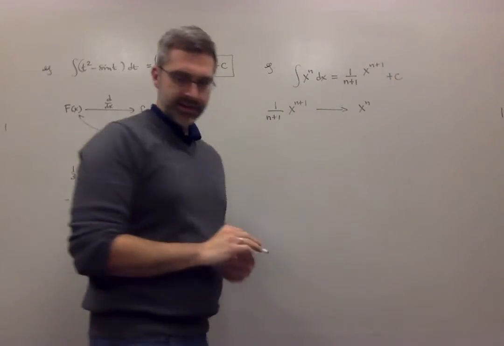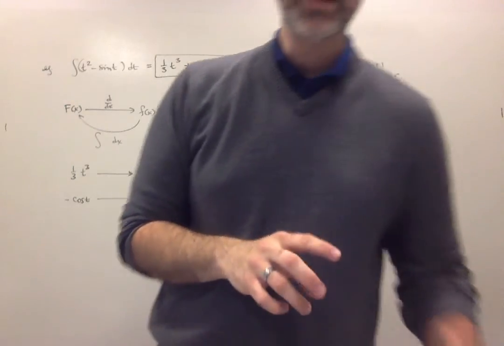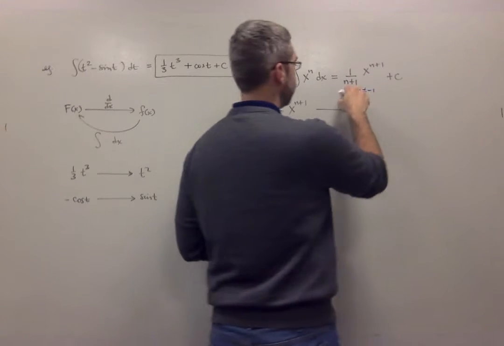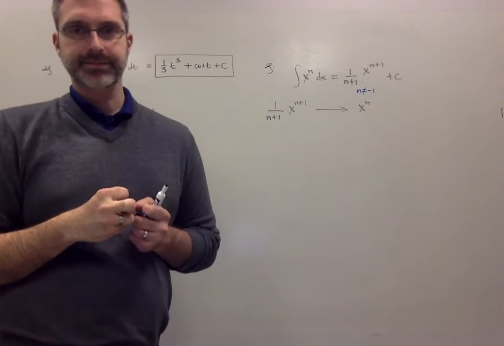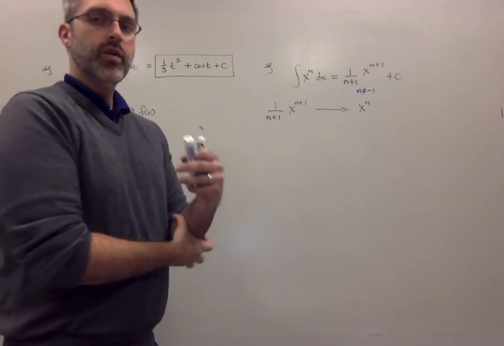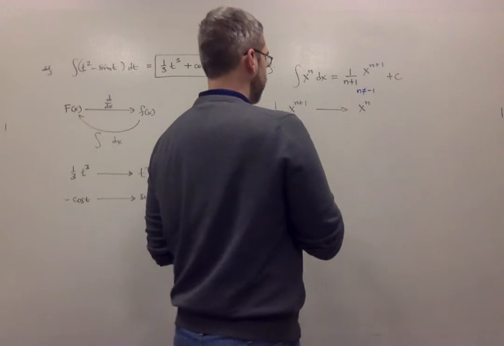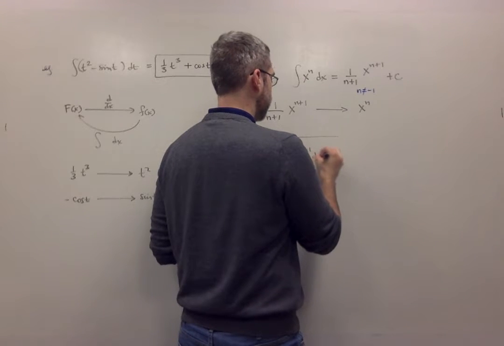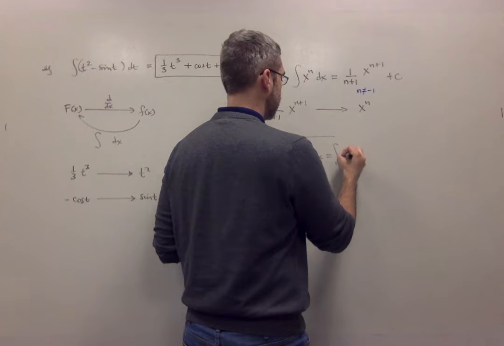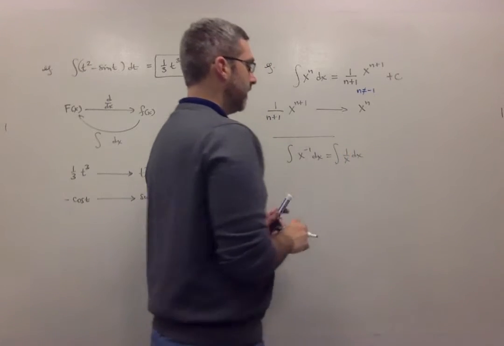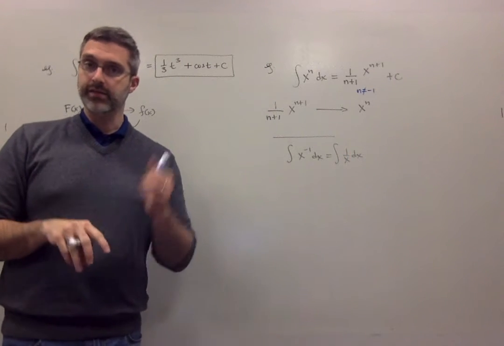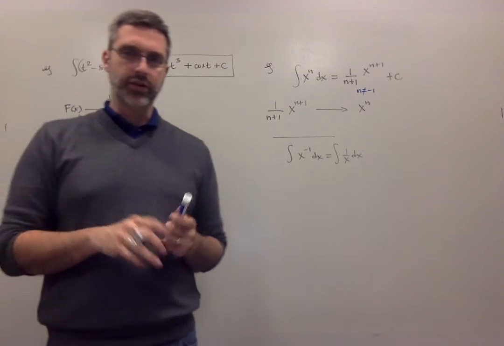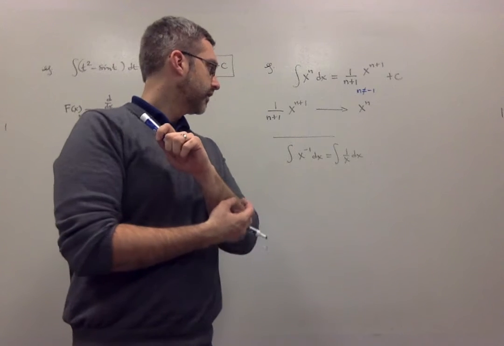Now that works great, except when n is negative 1. If n is negative 1, then you're trying to divide by 0 here, and you're not allowed to do that. So when n is negative 1, in other words, when we're talking about x to the minus 1, or 1 over x, it's a very special and different case. You've already seen on the sheet that I've given you a little bit of the answer for how this is going to work.